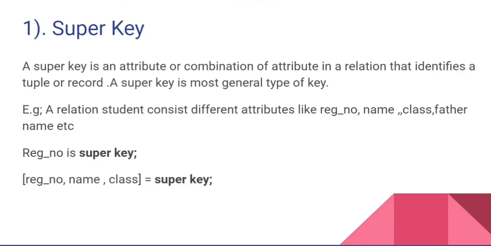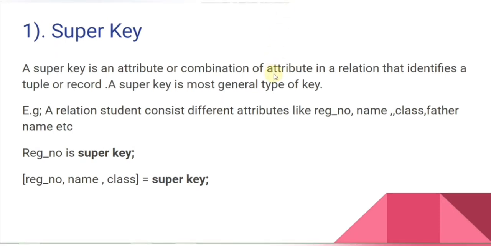What is super key? A super key is an attribute or combination of attributes in a relation that identifies a tuple or a record. A super key is a more general type of key. A relation student consists of different attributes like registration number, name, class, father name. So if I make the registration number a super key, it is really easy for me to access the data. That is called super key.